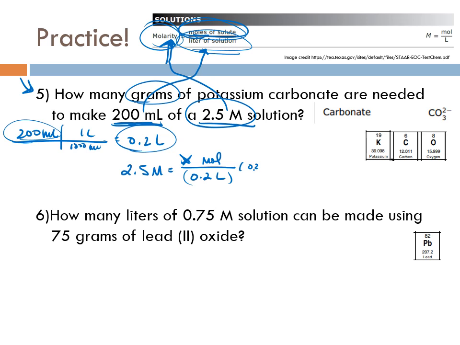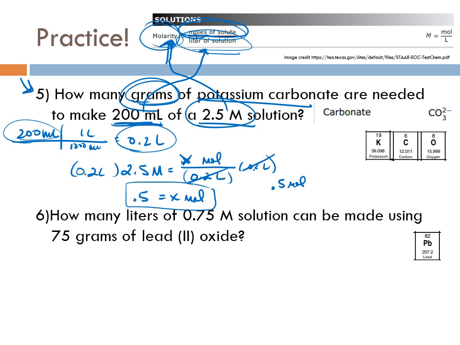0.2, not 0.02. So that cancels out here. When I multiply here, 0.2 liters, 0.2 times 2.5 gives us 0.5. 0.5 equals the number of moles of potassium carbonate that we need to dissolve in order to make this solution. So 0.5 moles is almost our answer, but I need grams, not moles. So we're going to take those 0.5 moles of potassium carbonate.